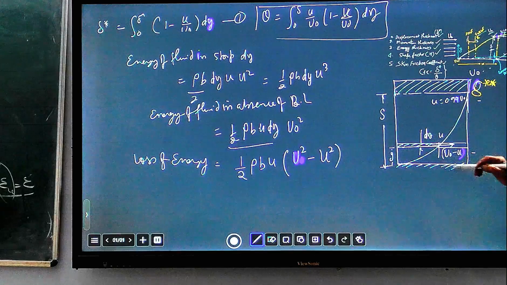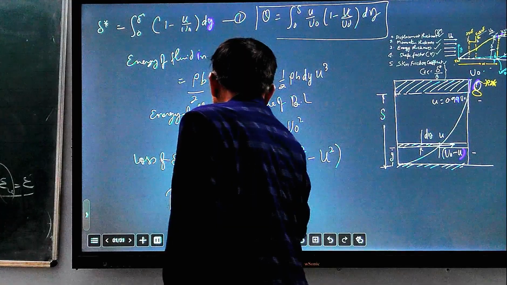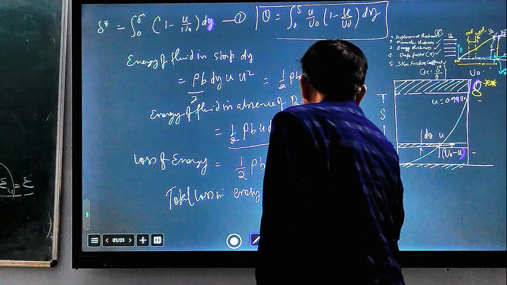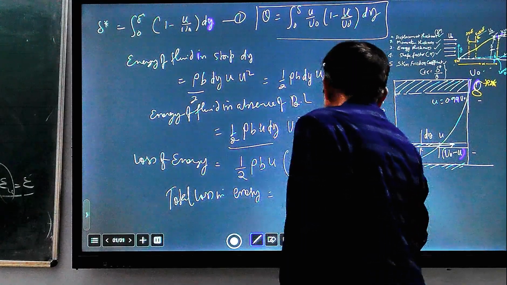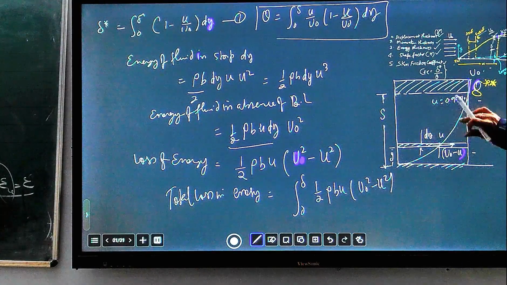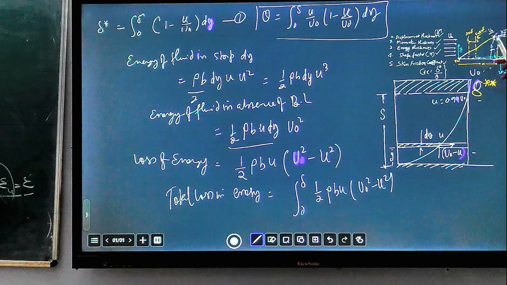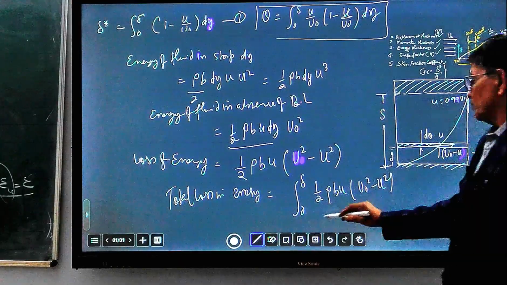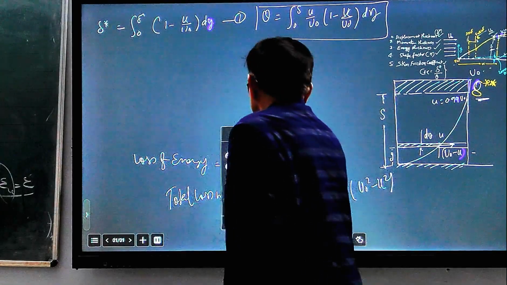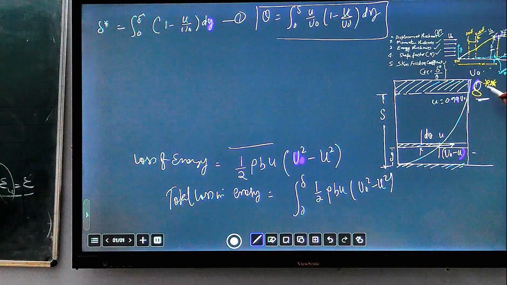So the total loss in energy we integrate here from 0 to del, 1 by 2 rho B U, where U naught square minus U square is common. How is this energy compensated by the fluid shifted beyond the boundary layer? That thickness is del double star. So we can calculate here how this total loss in energy is compensated by the energy of fluid flowing with thickness del double star.